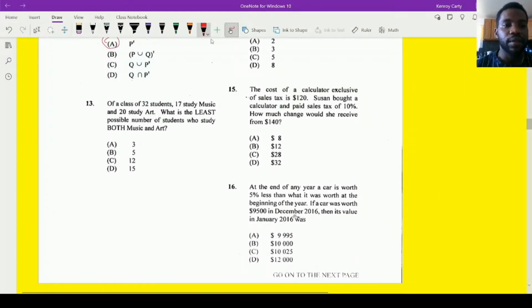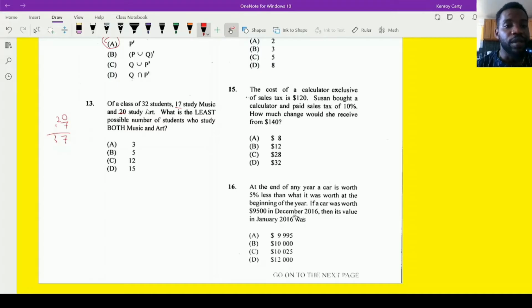Question 13. It says, of a class of 32 students, 17 study music, 20 study art. What is the least possible number of students who study both subjects? And we're going to apply a similar concept. As I'm saying, there are persons who will study art and who will study music, but they will end up being counted twice. They will be counted when you count music, and they will be counted when you count art. So to find out how many study both, we simply combine music and art. So music plus art would be 20 plus 17, which is going to give me 37.